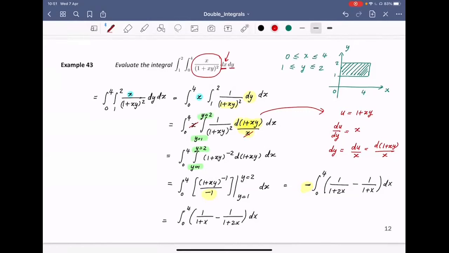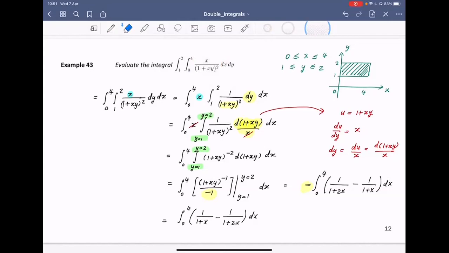So one thing that you have to keep in mind is when you do the problem, if you feel like it's so terrible to integrate the x first, you can switch the order. Well, the world is going to be a lot easier if you switch the order. All right, that is example 43.